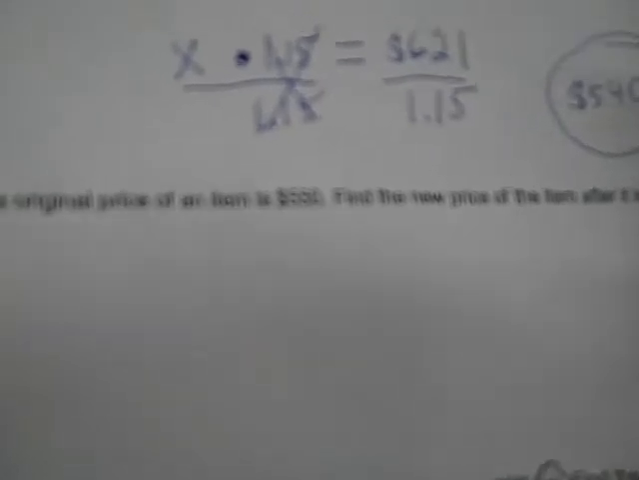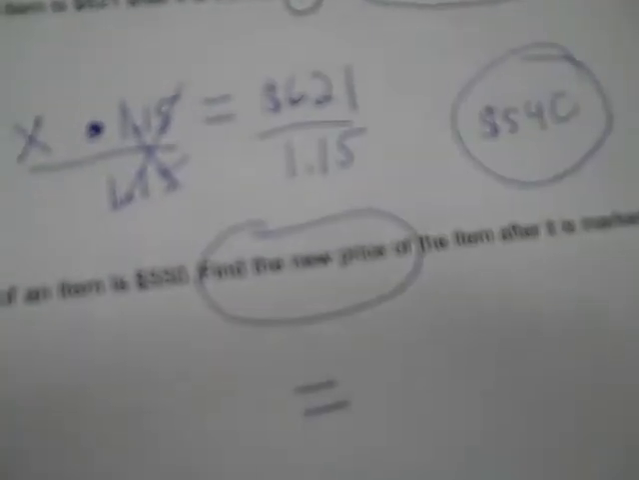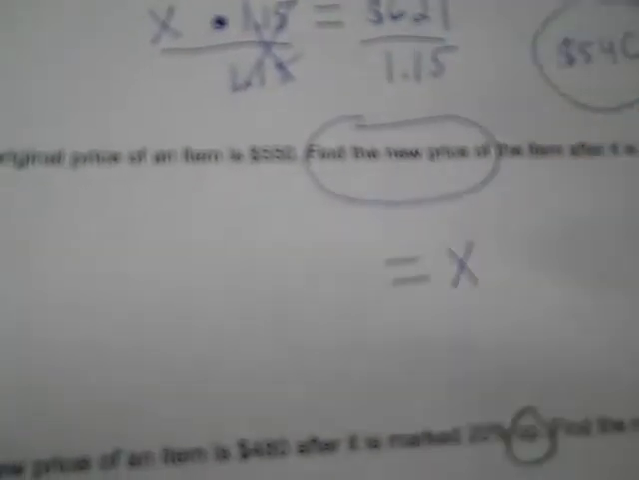Okay, next problem. The original price of an item is $550. Find the new price of the item after it's marked 20% off. Find the new price. Okay, so the new price is what I don't know. The new price is right here. So I'm going to put X right here. Now the original price, I must know that. It's $550. Times the percent.